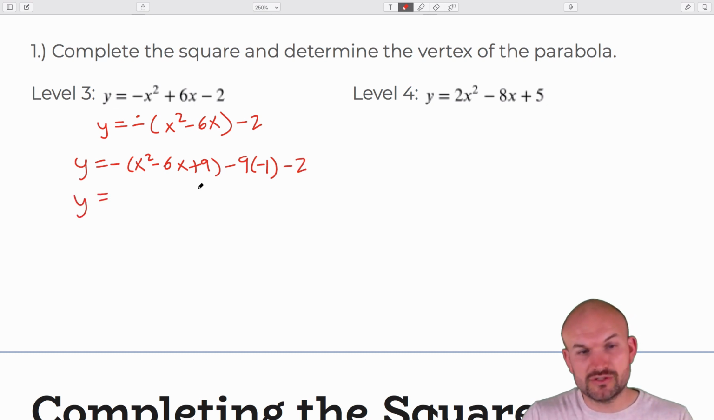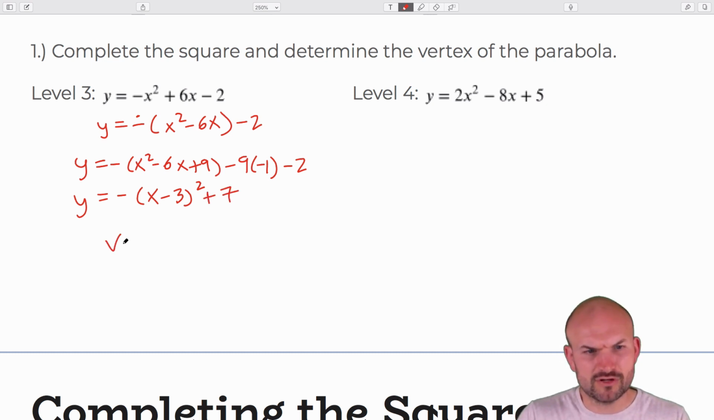Again, now this produces a perfect square trinomial, which is going to be (x minus 3) quantity squared. Again, I'm just doing factoring. Negative 9 times negative 1 is a positive 9. Minus 2 is going to be a positive 7. My vertex in this case is going to be a positive (3, 7).